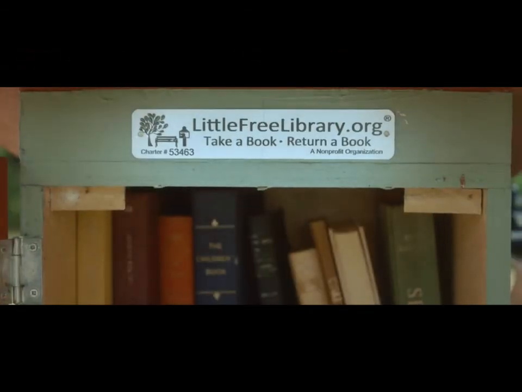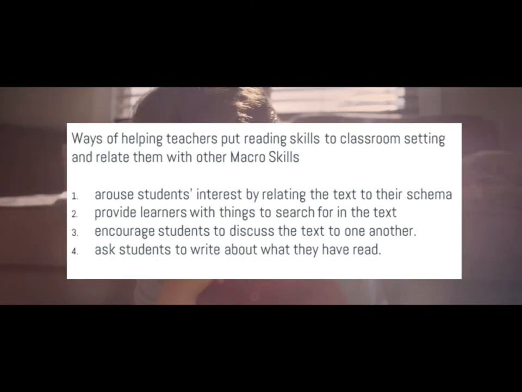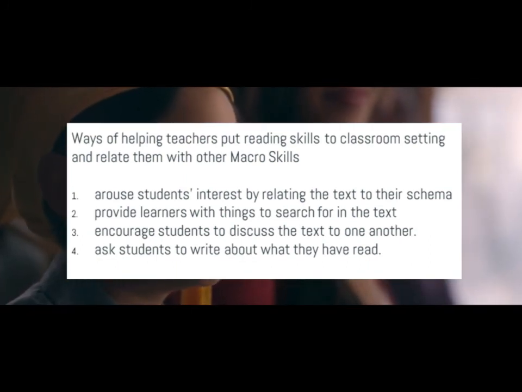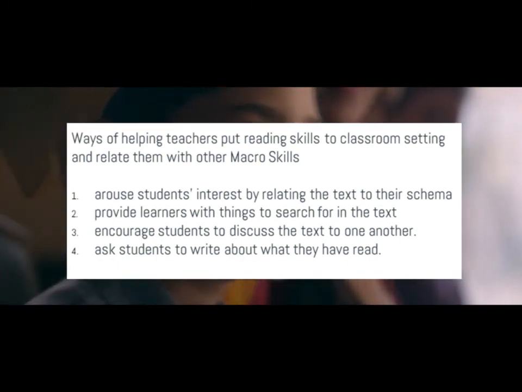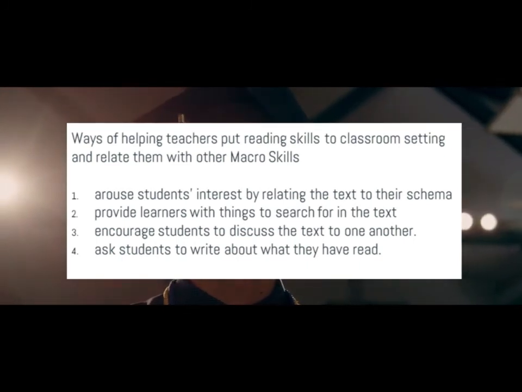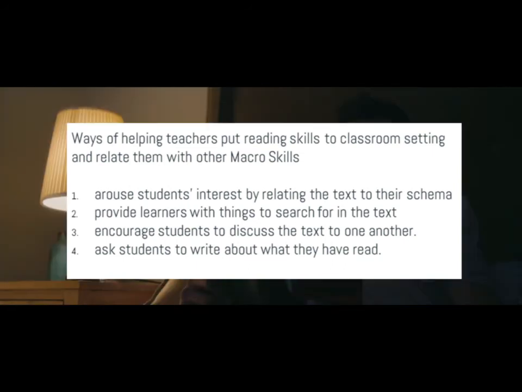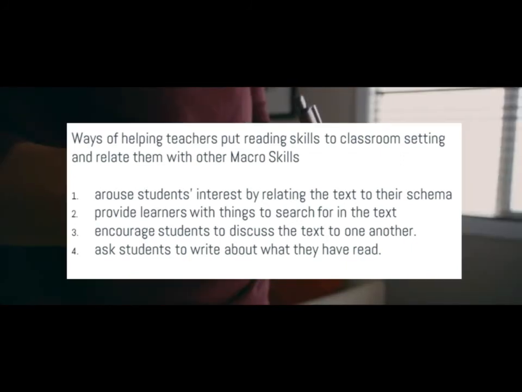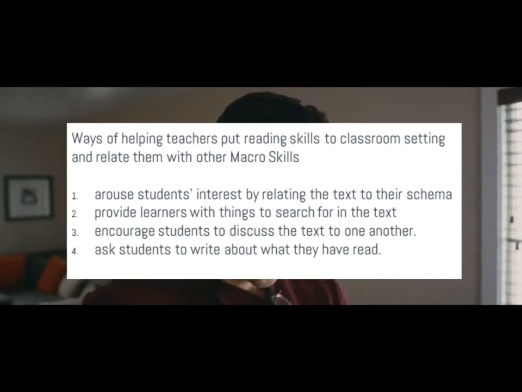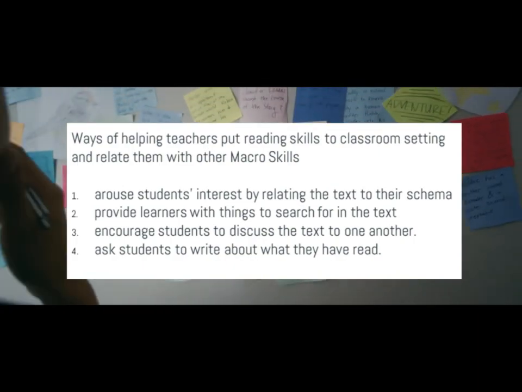Last but not least, we have suggestions or ways of helping teachers put reading skills to classroom setting and relate them with other macro skills as well. The first step is to arouse students' interest by relating the text to their schema. The next step is to provide learners with things to search for in the text. Then, encourage students to discuss the text with one another. Finally, ask students to write about what they have read.